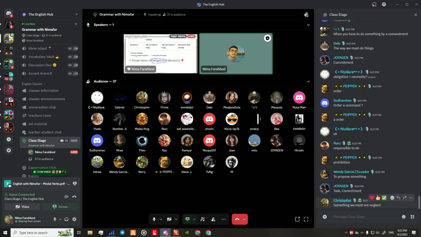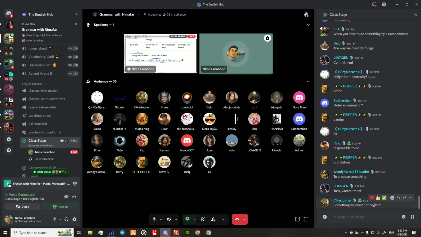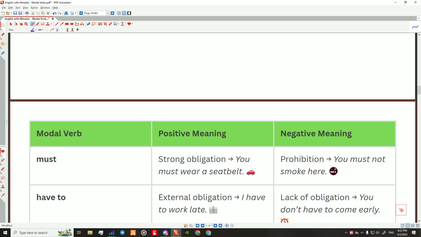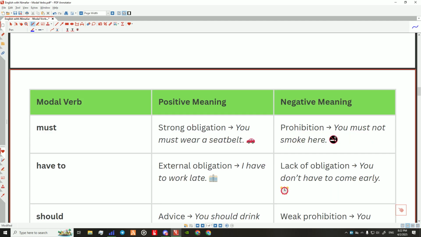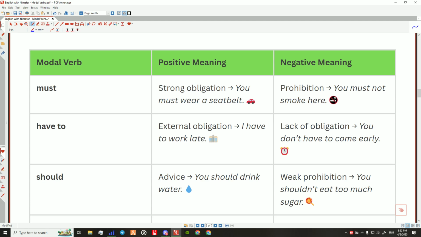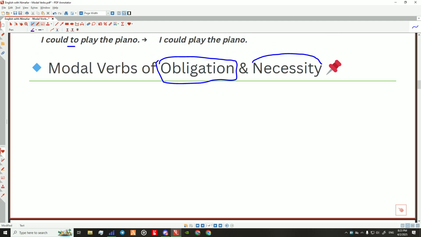Something we must not neglect. Very good. Neglect or ignore. Very good, exactly. Task, prohibition, exactly. Responsible to do, we can say that. And necessity comes from necessary, like something which is necessary, something which is important when we should do. So we use must, a strong obligation. You must wear a seatbelt, otherwise you will be fined. We will talk about the negative later. We have to. So something important here. For example, I have to do this, and I must do this.